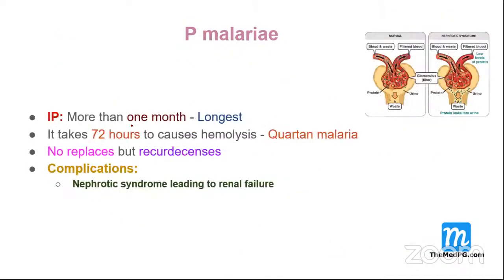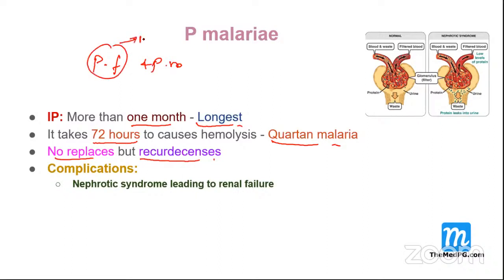And the incubation period is more than 1 month. It is the longest, and it causes what? Fever every 72 hours, which is called what? Quartan malaria. And there is no relapse, but recrudescence can be seen. So in Plasmodium falciparum and Plasmodium malariae, there is no relapse. In these two, what is present? Recrudescence. What is recrudescence, students?